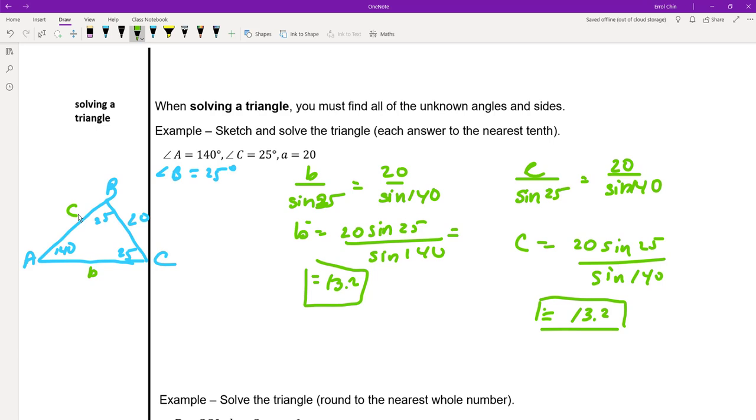So that's one way of sort of guesstimating. It's not super duper accurate, but it's guesstimating. If the angles are identical, that means the side lengths opposite should be identical as well. All right? So that's a bit of a hint.